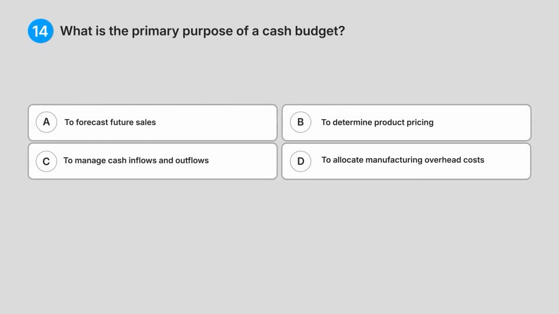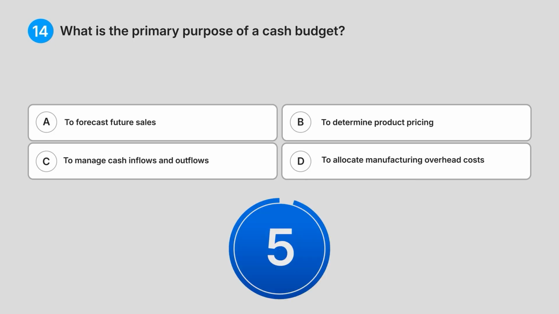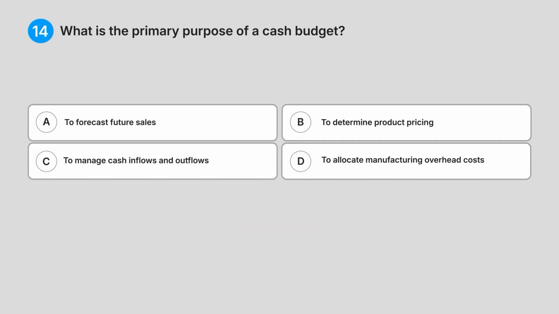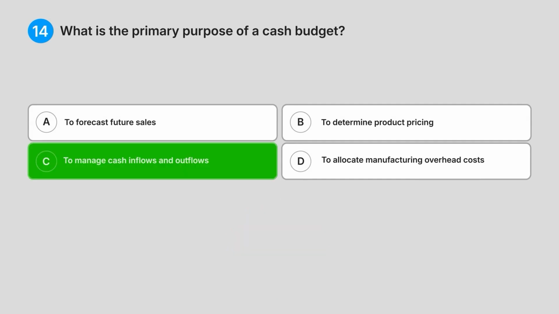14. What is the primary purpose of a cash budget? A. To forecast future sales. B. To determine product pricing. C. To manage cash inflows and outflows. D. To allocate manufacturing overhead costs. Do you know the answer? Correct answer, C. To manage cash inflows and outflows.